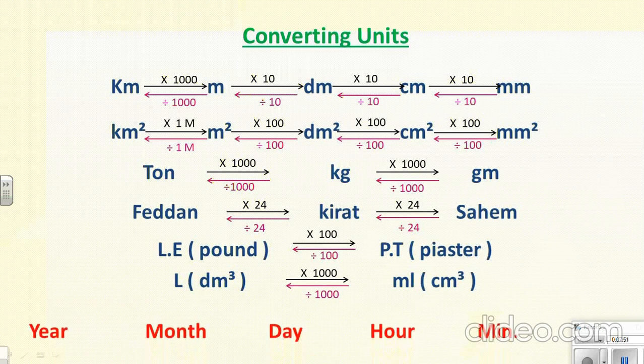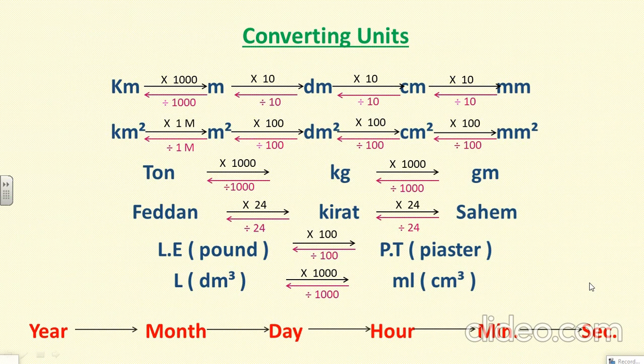And here we have the timing units: years, months, days, hours, minutes, and seconds. Of course, year is the biggest unit. So to convert from year to month, we have in each year 12 months, so we multiply, because year is bigger than months, we multiply by 12.